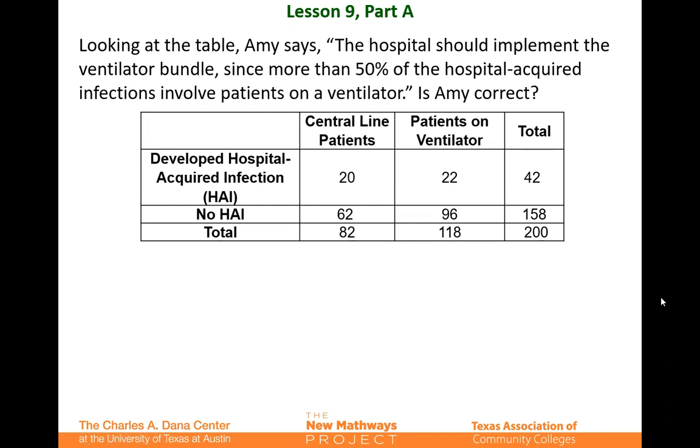It says, looking at the table, Amy says the hospital should implement the ventilator bundle since more than 50% of the hospital-acquired infections involve patients on a ventilator. Is Amy correct? 50% of the hospital-acquired infections. Well, how many acquired infections? 42 people. She says more than 50% involve patients on a ventilator.